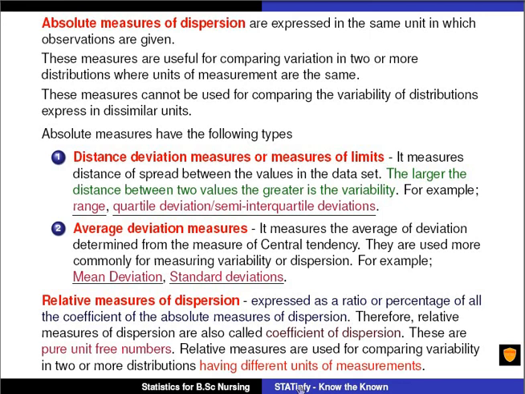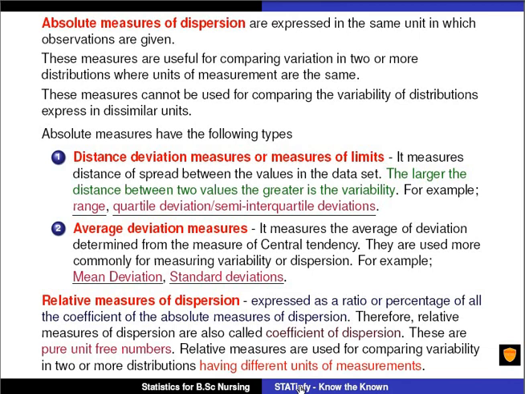So the absolute measures of dispersion are expressed in the same unit in which the observations are given. If the heights are given in centimeters, then you will get the absolute measure of dispersion in centimeters again. These measures are useful for comparing variation in two or more distributions where the units of measurement are the same. That means this cannot be used for comparing the variability of distributions which are expressed in dissimilar units.